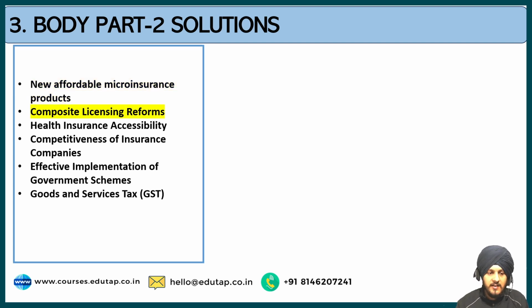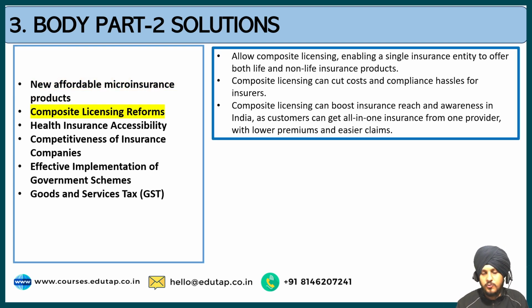Then the second is regarding composite licensing reforms. The government should think about allowing composite licensing, which includes enabling a single insurance entity to offer both life and non-life insurance products. And what composite licensing will do is cut cost and compliance hassles for the insurers. We have already discussed how it is going to increase convenience for the customers and will also lead to better innovation and technology in the insurance sector.